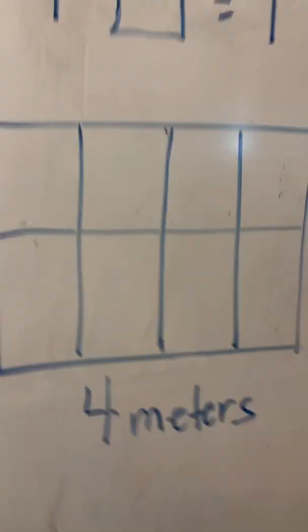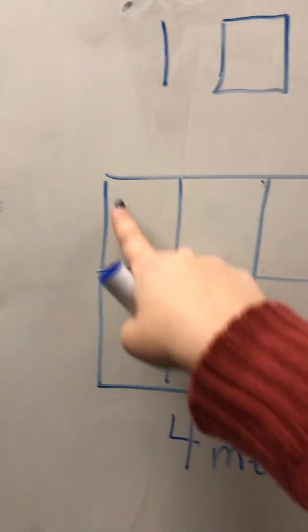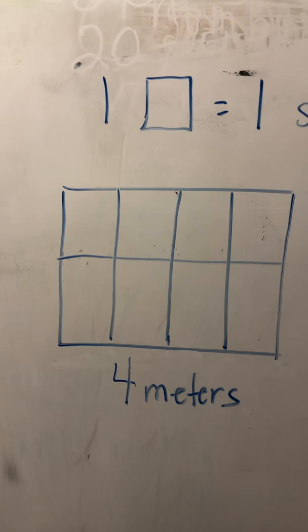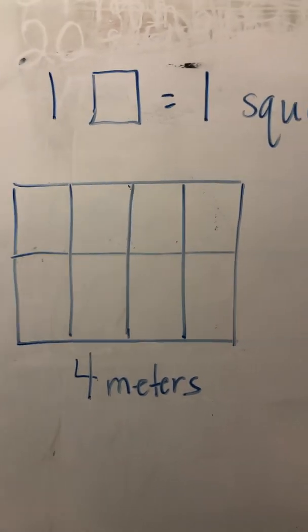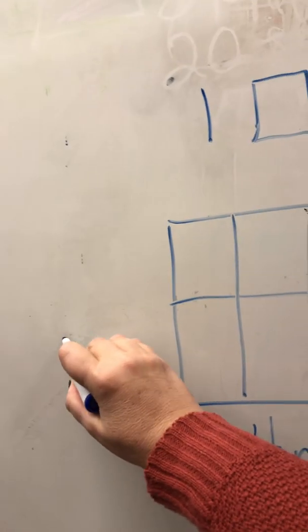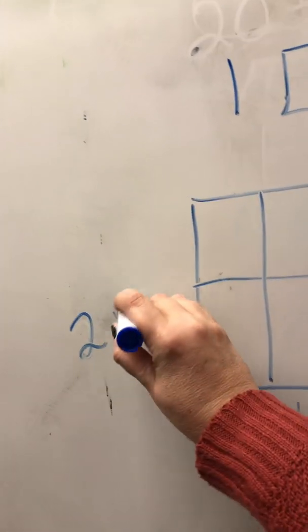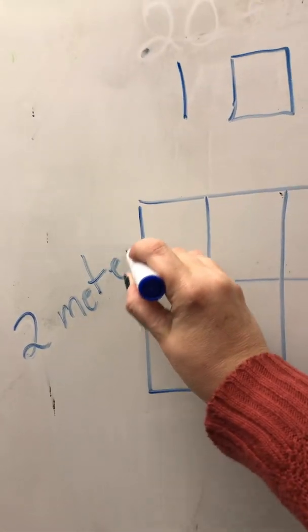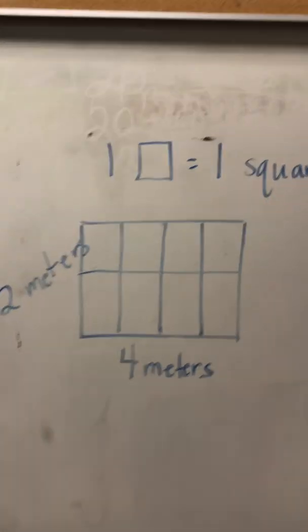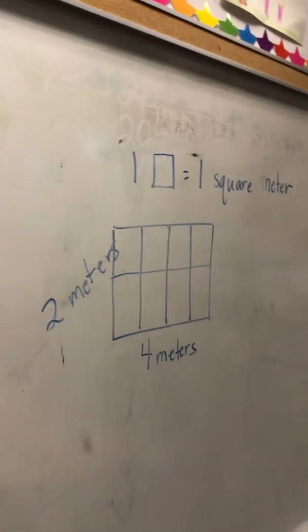Now what is the value of this side length? Pause the video, think about it. When you're ready for the answer, turn me back on. You're right, this side length's value is 2 meters. 1, 2. Very good. Now, those are side lengths, but that's not the area.